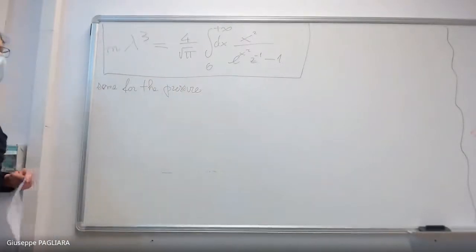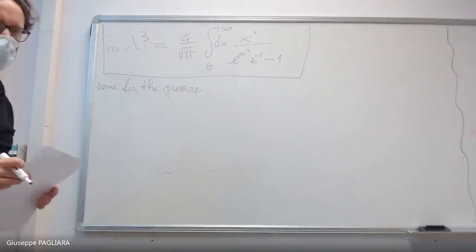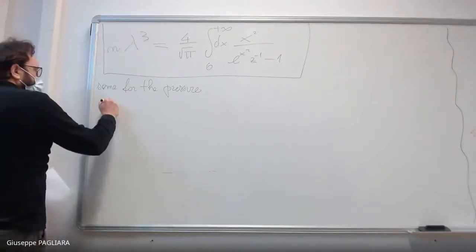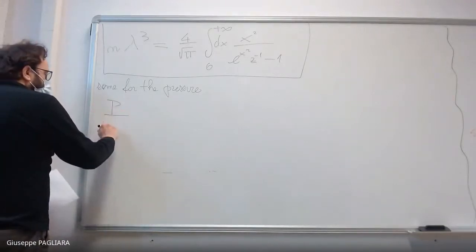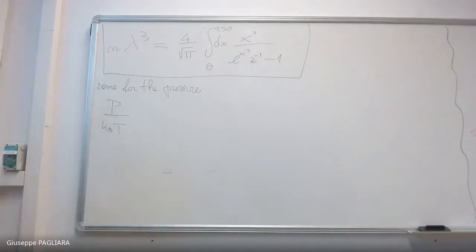But first of all, I want to derive the equation of state and show that, for this bosonic gas, the relation between pressure and internal energy is actually the same as the one we had in the classical case. So let's start. Again, we are in a situation in which we are not considering z close to 1.